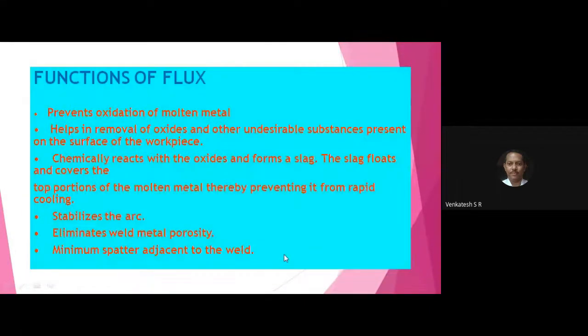Next, come to the point. What are the functions present in the flux? This is very, very important. Please, all of you write down the functions of flux. Functions of flux.